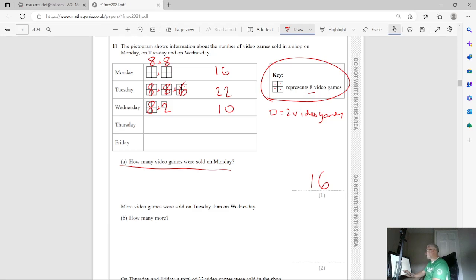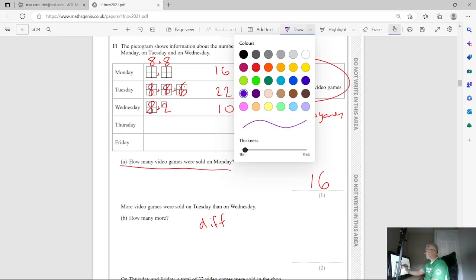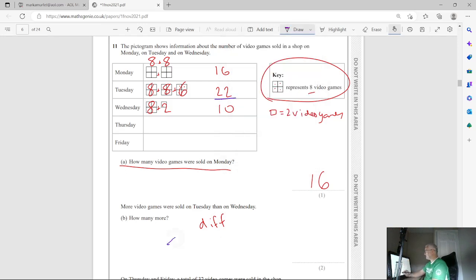More video games were sold on Tuesday than on Wednesday. How many more? Again, we're looking for the difference. If we're looking for the difference, we're subtracting. So on Tuesday, there was 22, and on Wednesday, there was 10. The difference between that is 12 games.